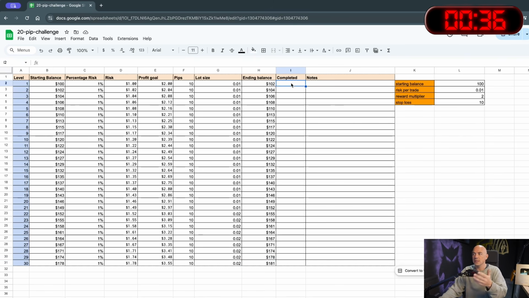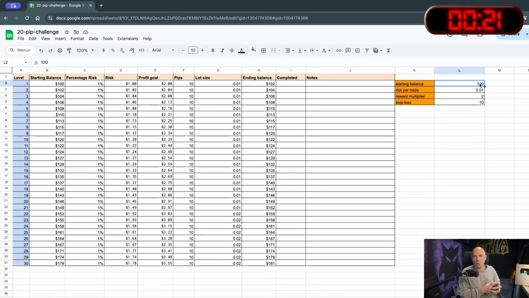And you can use this and mark each completed level, put notes of winning or losing trades. You can grab the screenshot URL from TradingView and put it in here. But the whole goal of this is to allow you to be able to leverage a small amount of money and grow it into something more substantial.